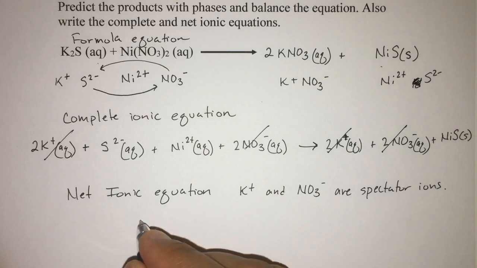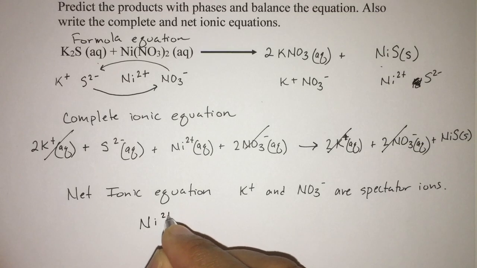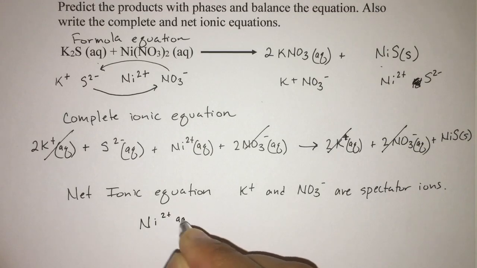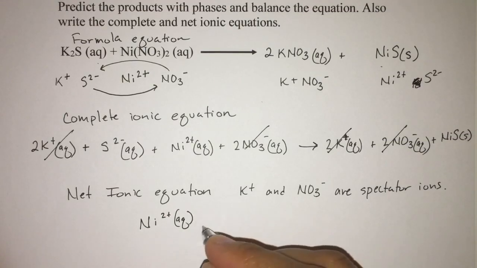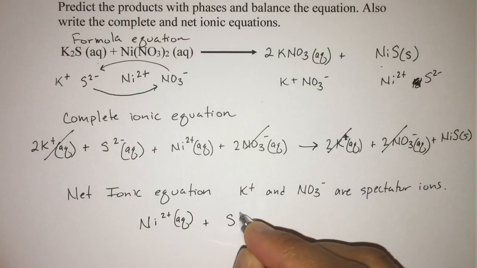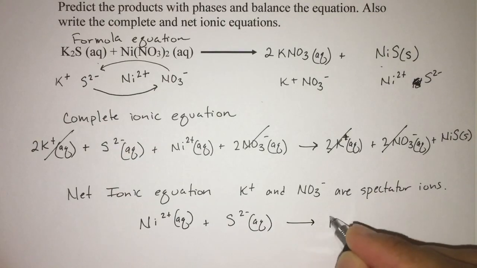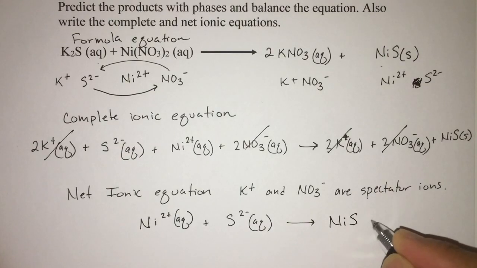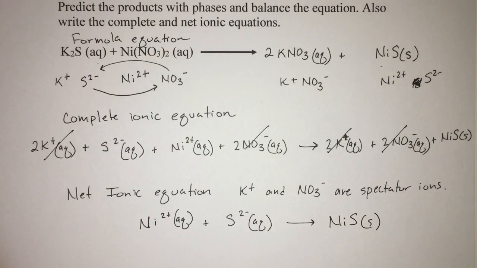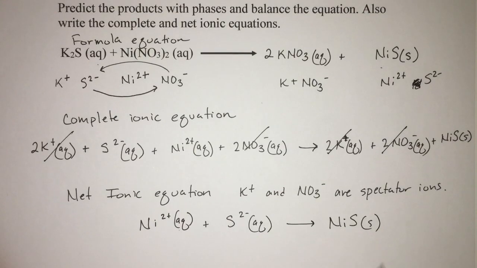So our net ionic equation, I'll write the cation first, because that's what we're used to, writing the cation first. So our net ionic equation is nickel 2+ reacting with sulfide 2- to yield nickel sulfide.